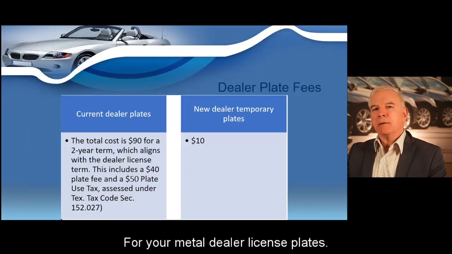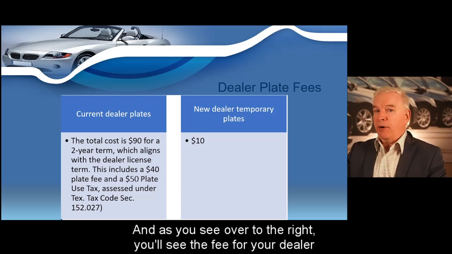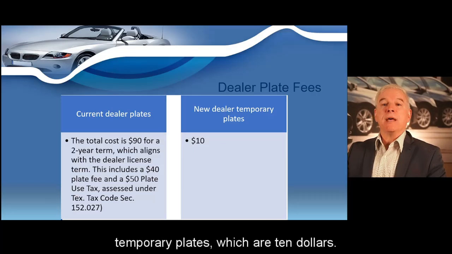For your metal dealer license plates, you'll pay $90 for a 2-year term, which will coincide with your licensing term. And as you see over to the right, you'll see the fee for your dealer temporary plates, which are $10.